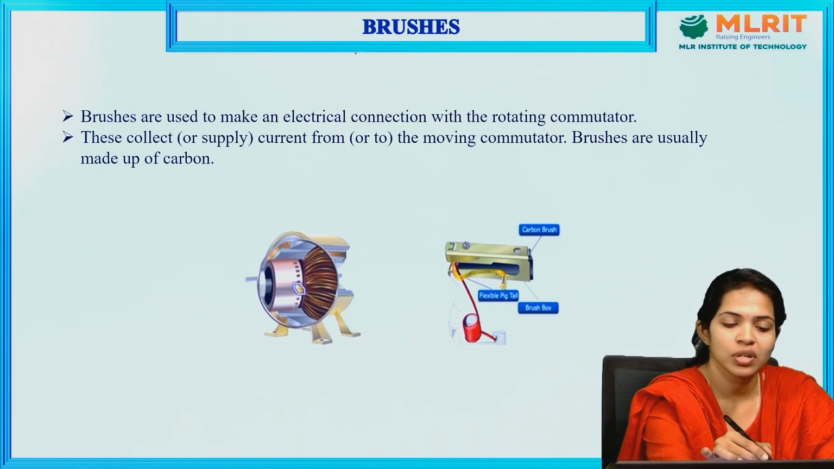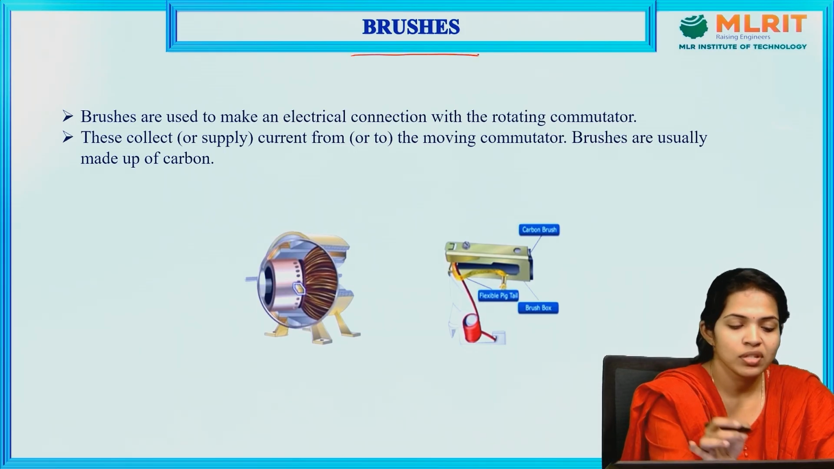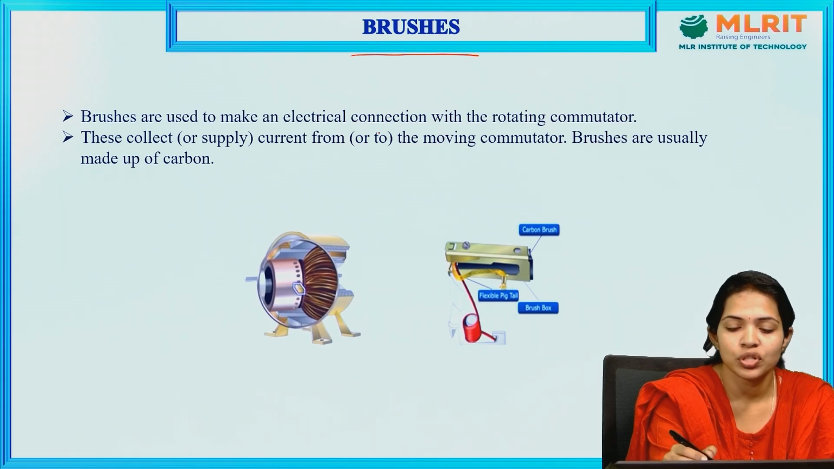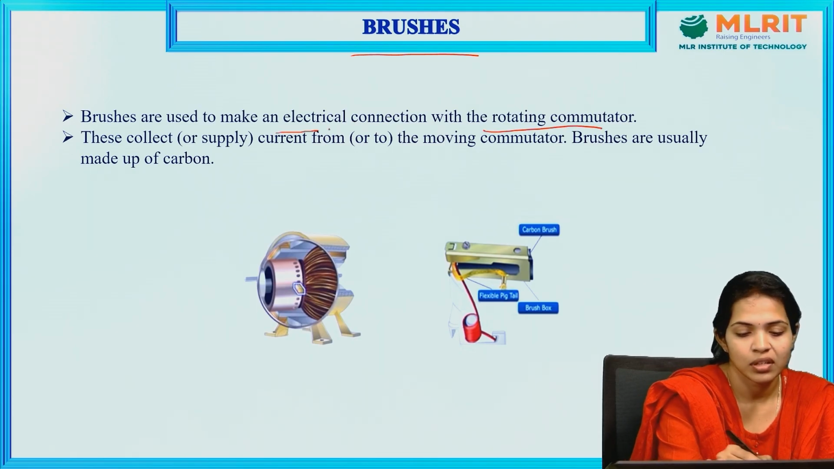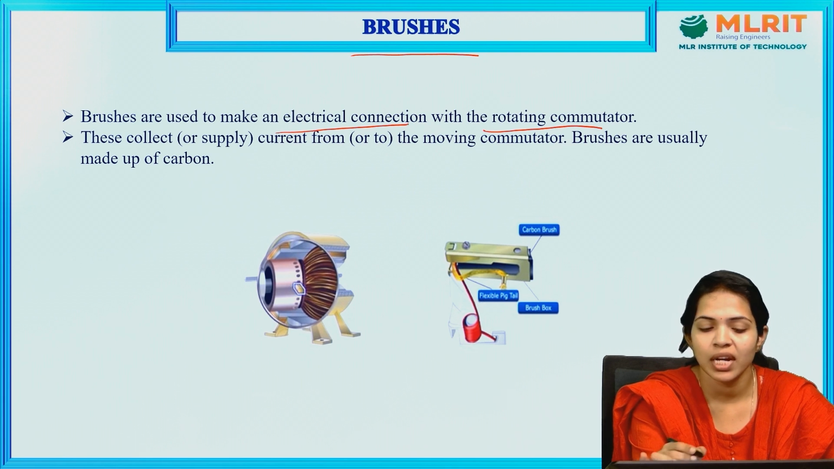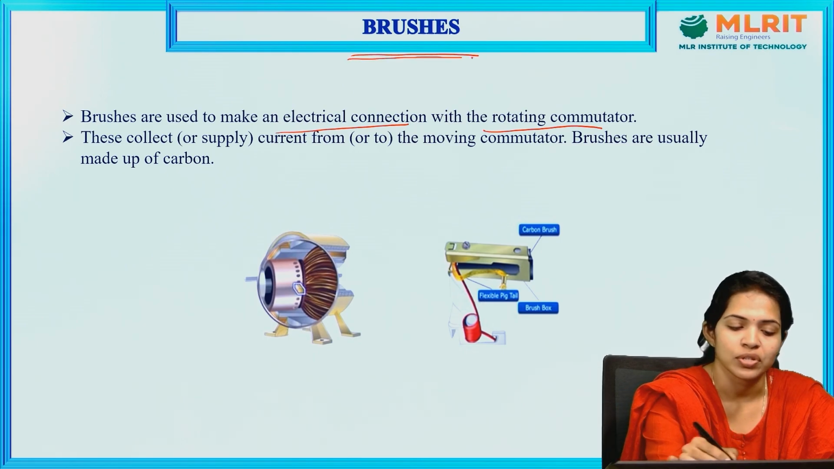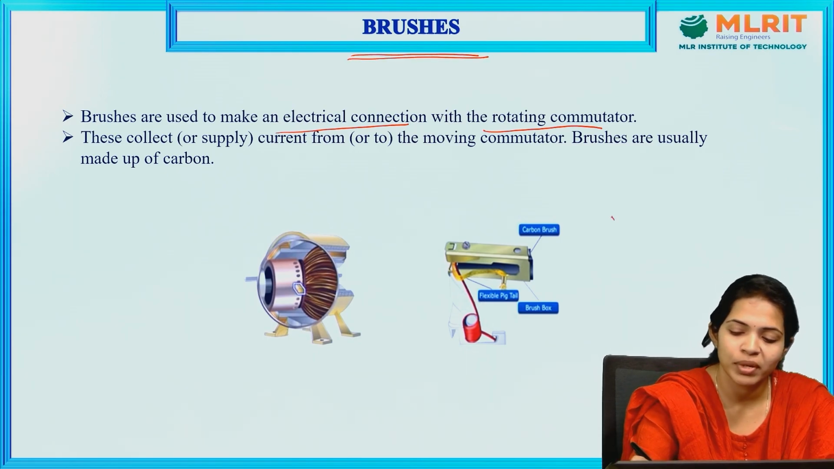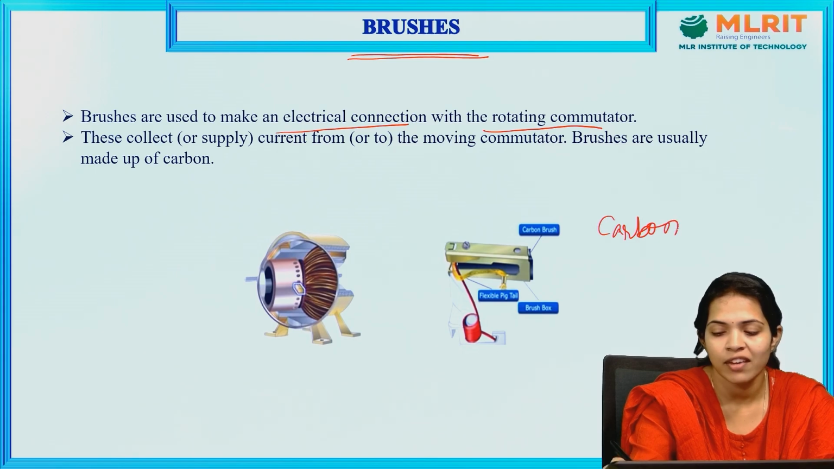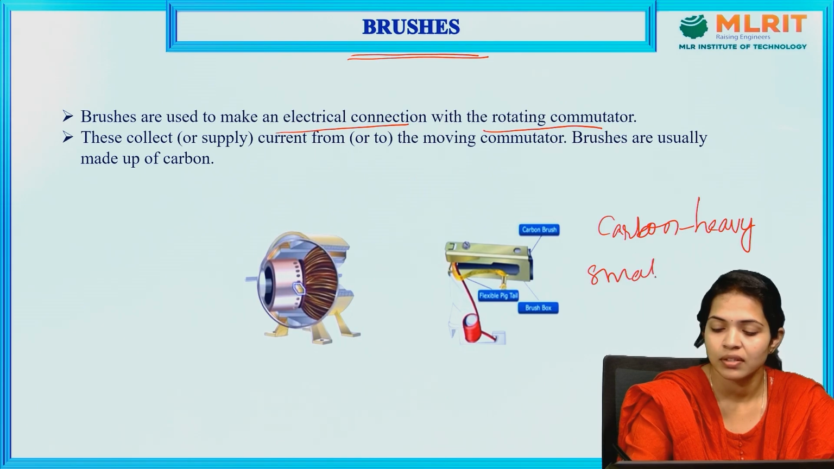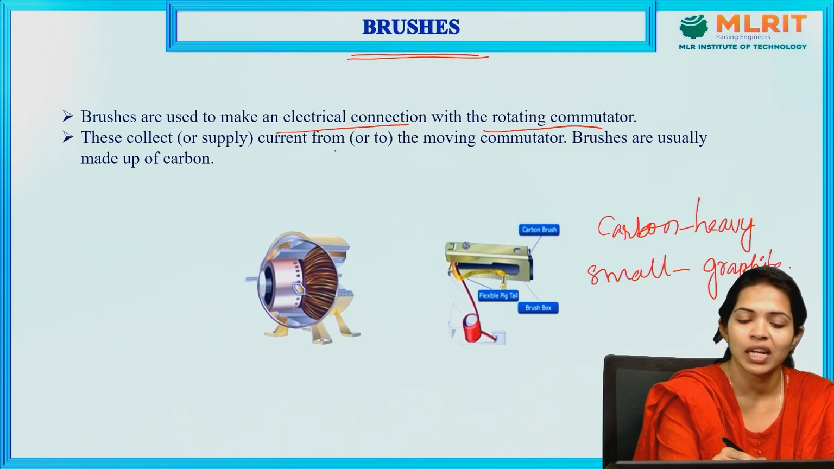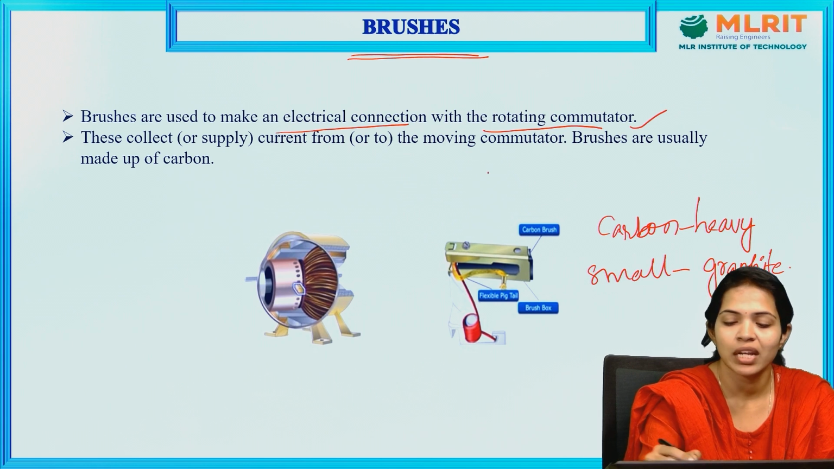Moving on to the next constructional part, the brushes. These brushes form an electrical connection with the rotating commutator. Whatever current is passed from the commutator is collected by the brushes and delivered to the external circuit. Brushes are usually made up of carbon material in heavy machines, and in small size machines they are made up of graphite. So the main function of the brushes is collecting the current from the commutator and delivering it to the external circuit.